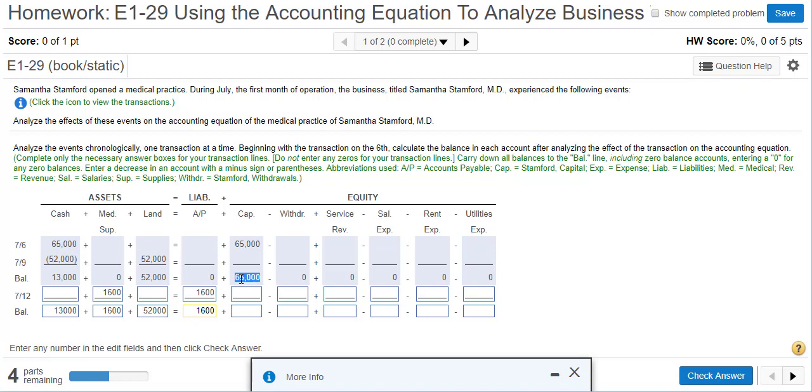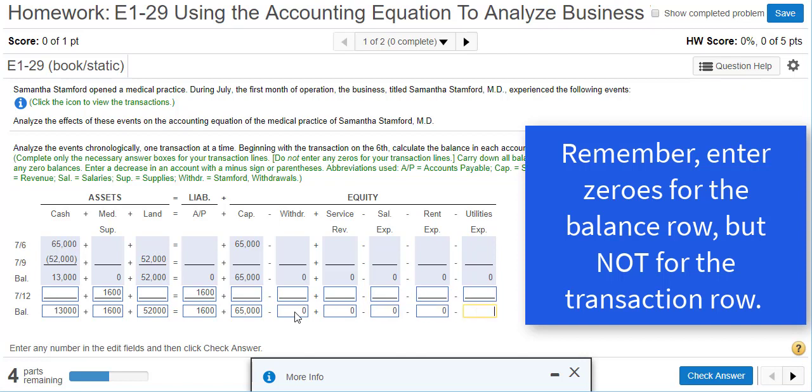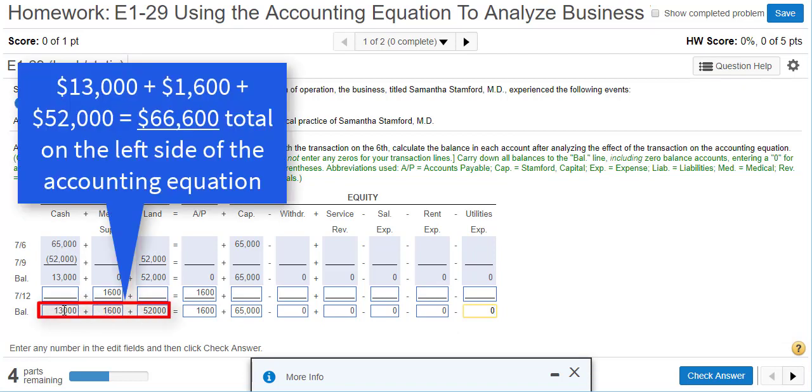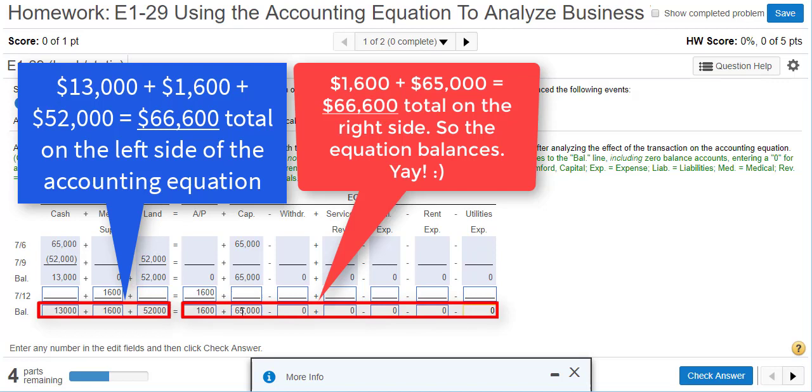So I have $1,600 of AP. And capital, I had 65,000 plus 0. Notice I just copied and pasted that. And then all these are going to be zeros. 0, 0, 0, 0, 0. And now what I should do is double check. Do these three, 52,000, 1,600, and 13,000, equal what's on the right side of the accounting equation? 1,600 plus 65,000. And yes, they do.